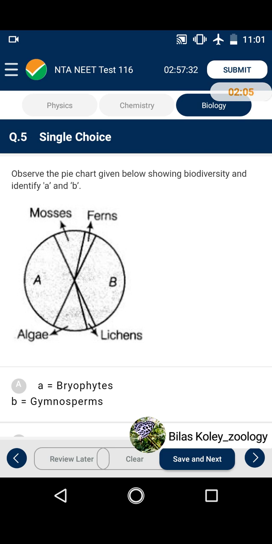In question number 5, we have to first observe the figure. Observe the pie chart, and we have to identify option A and option B. First observe this picture. There is moss, ferns, algae, lichens, and option A and option B.